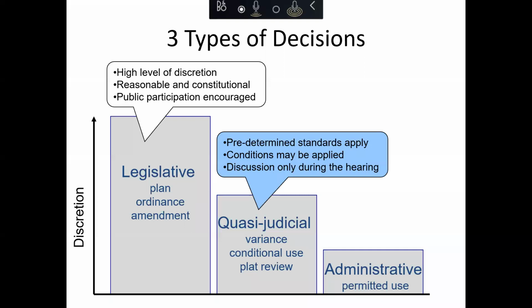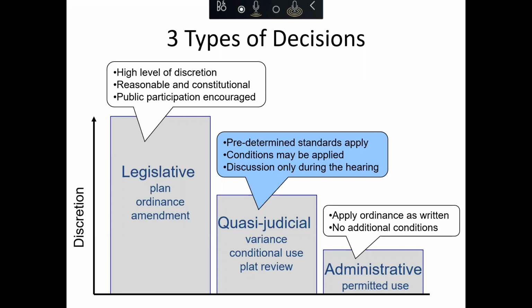Conditional uses fall in this middle category of quasi-judicial decisions, decisions made like a judge would make them. There are predetermined standards that have to be applied. Additional conditions may also be applied, and discussion should happen only during the hearing, not outside of the hearing room and not any other time or place. The third type of decisions are the administrative decisions. These have the least discretion. You're applying the ordinance as it's written, and no additional conditions may be applied.